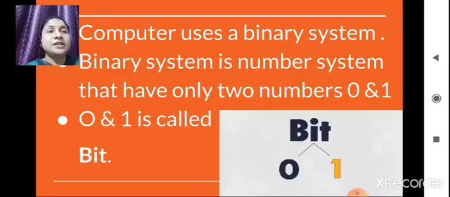Then see, computer uses a binary system because it understands only two states. Binary system is a number system that has only two numbers. Only two. Which are they? 0 and 1. And 0 and 1 is called a bit. Bit is short for binary digit. It is the smallest unit of data that a computer can represent, okay?